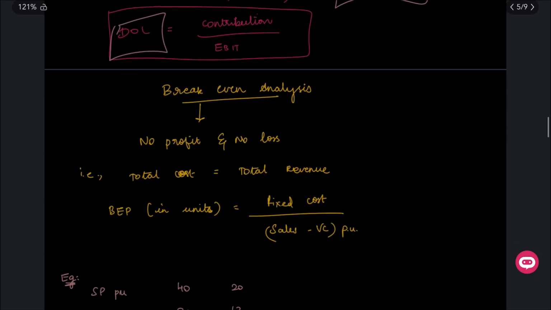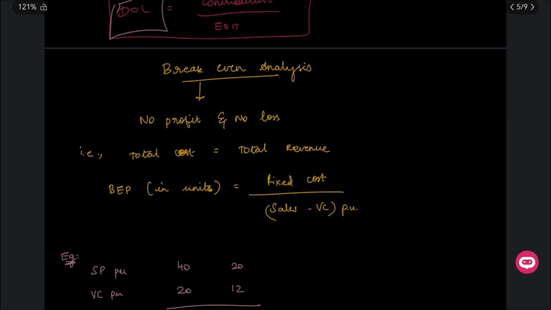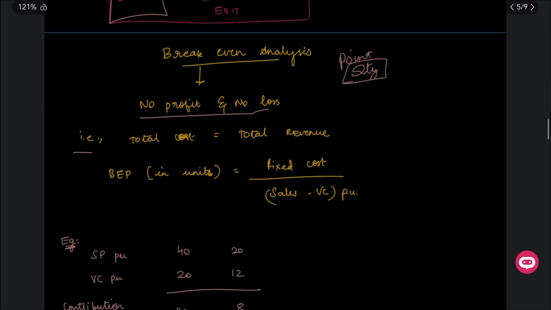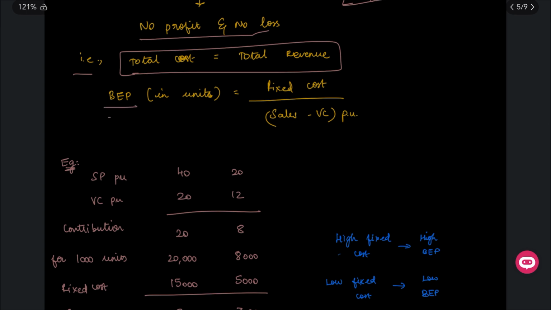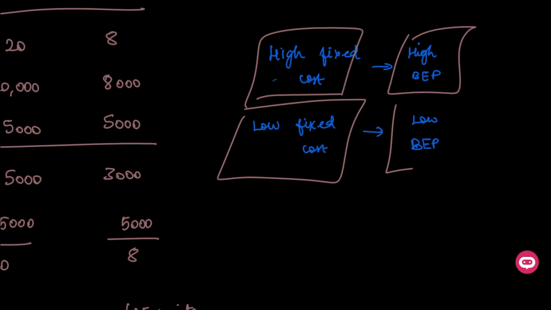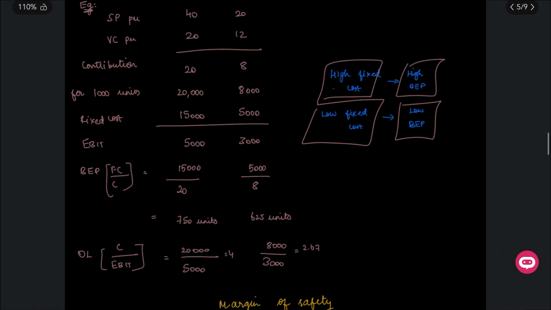Now, what is break-even analysis? Break-even analysis is analyzing which point. By point, what we mean is quantity. At which quantity we have absolutely no profit or no loss. That is the point at which your total cost is equal to your total revenue. So, how to calculate this BEP in units? Fixed cost divided by contribution, that is nothing but sales minus variable cost. Now, whenever you have a higher fixed cost, your BEP will also be high. Whenever you have low fixed cost, your BEP will also be low.